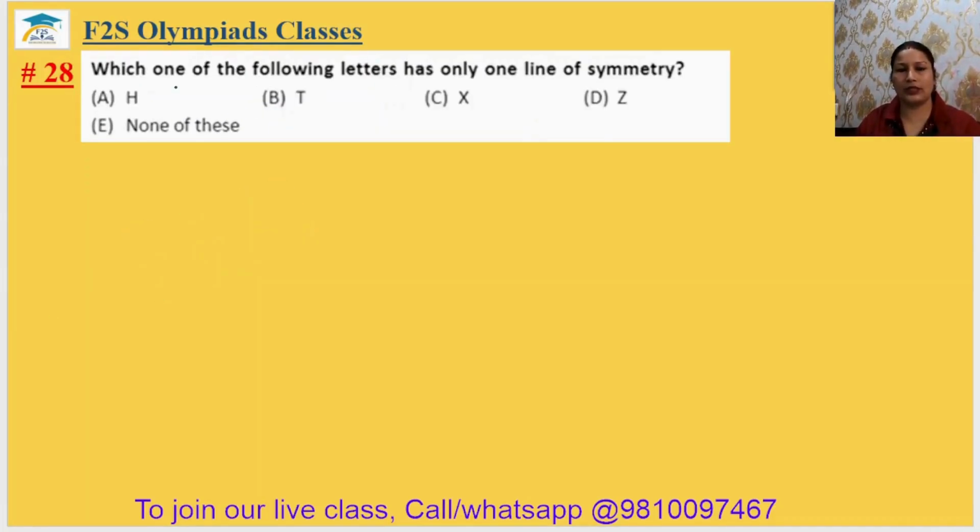Come to question number 28. Which one of the following letters has only one line of symmetry? H has two lines of symmetry, horizontal and vertical, both. This one has only one line of symmetry, vertical. This has two lines of symmetry, horizontal and vertical, both. This has zero lines of symmetry. So T has one line of symmetry. That's option B. 28th answer is option B.